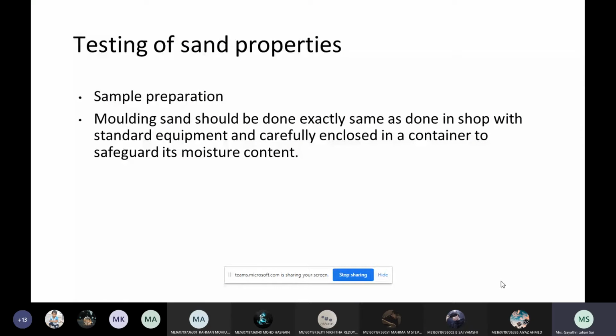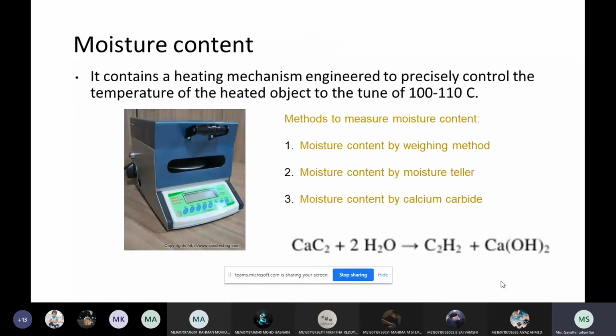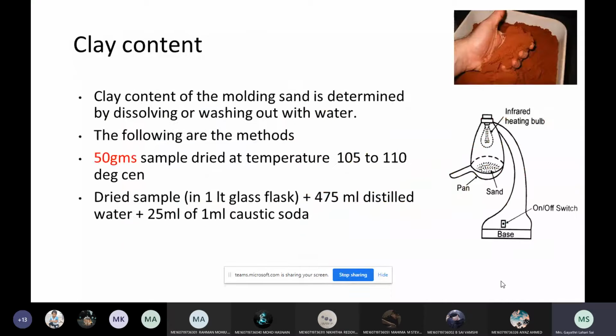So then the testing of sand properties. Before testing, you need to prepare the proper sample. Then we had discussed how you calculate how much moisture content has been added. So how do you do it? By three different methods. One is by weighing before and after, and the other one is the moisture teller method. The third one is calcium carbide, which reacts with the moisture content, and you get acetylene. And this acetylene, which is collected, will show you how much moisture content there is. And this is multiplied by 2. Friday, I will be giving you clarity about the weight difference into 2.